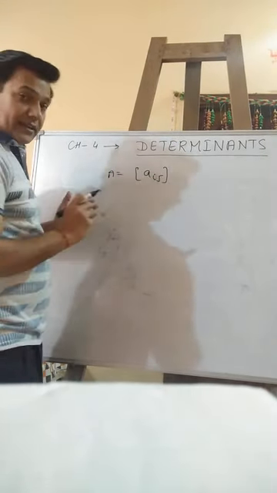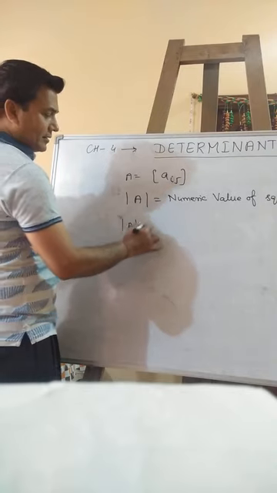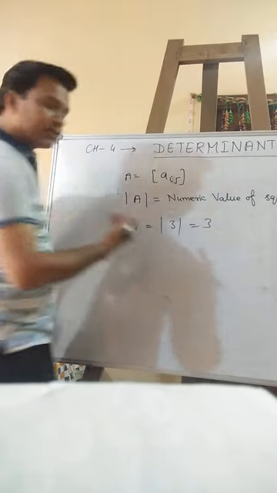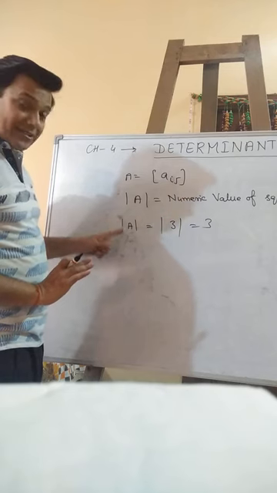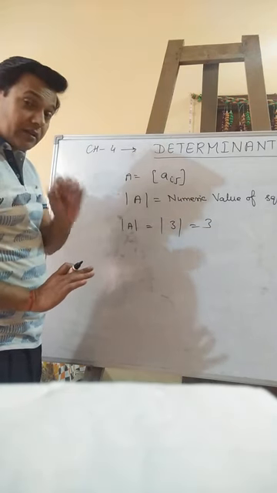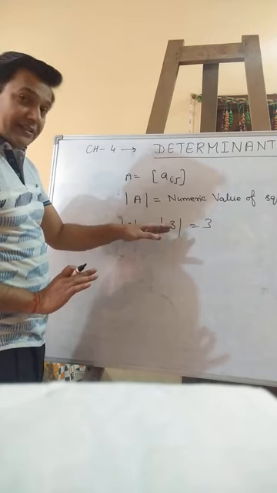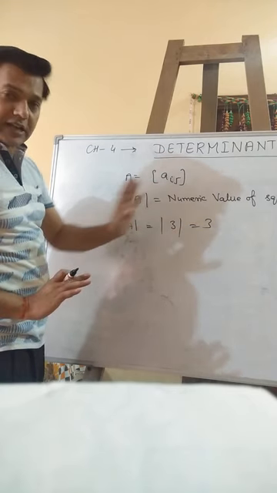If the matrix has only one element, then it is a determinant of order 1. Suppose we have 3. So the value is also 3. So it is called an order 1 determinant, because the only element is 3, that's why the value is also 3.